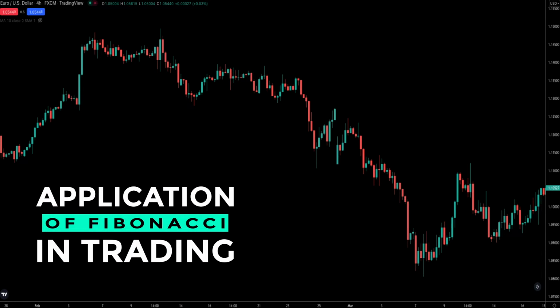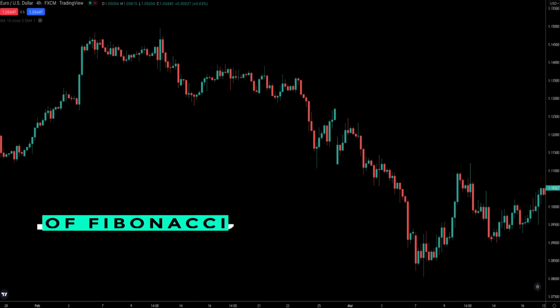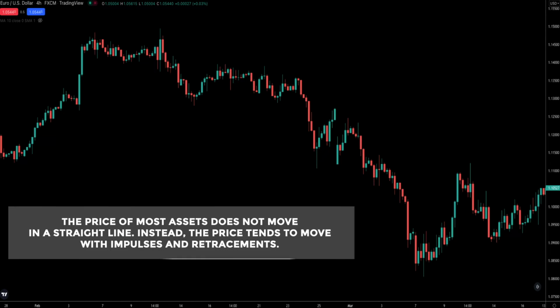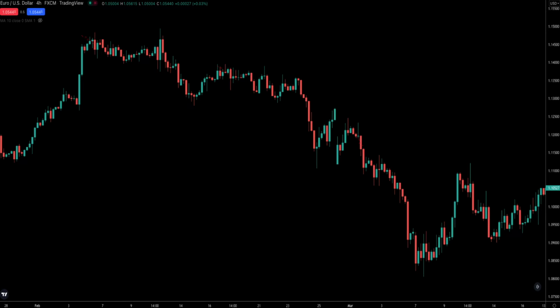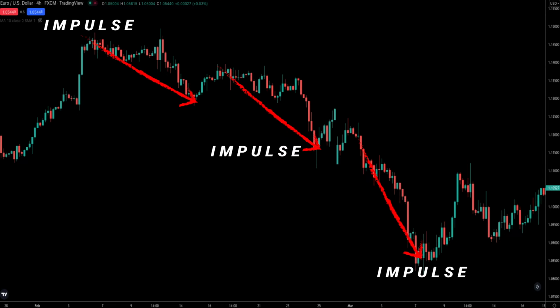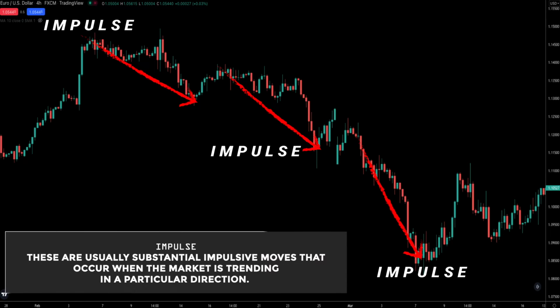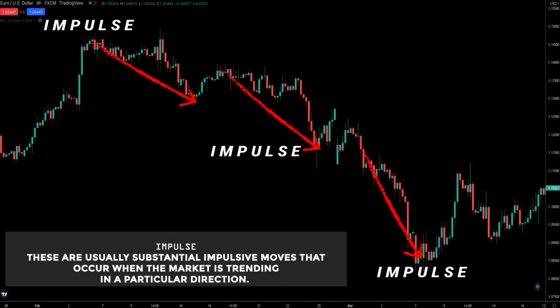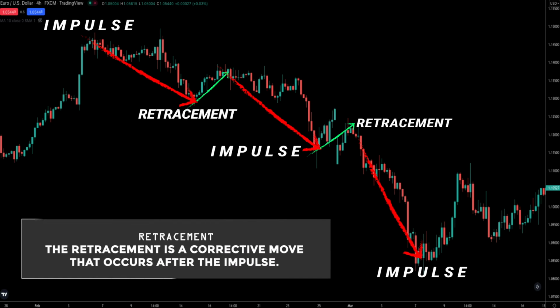Based on your understanding of price movement, you should already know that the prices of most assets do not move in a single straight line. Instead, the price tends to move with impulses and retracements. The impulse is a price expansion or displacement in a specific direction. These are usually substantial impulsive moves that occur when the market is trending in a single direction. The retracement is a corrective move that occurs after the impulse.